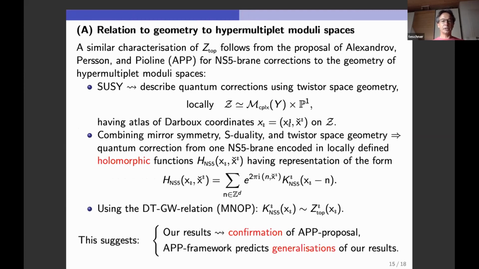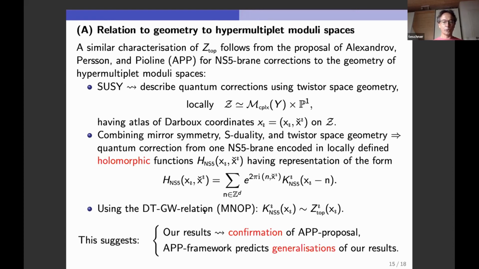So they have proposed to describe quantum corrections using twistor space geometry by Darboux coordinates. And then by combining mirror symmetry, S-duality, and twistor space geometry, they proposed that the correction for one NS5 brane is encoded in locally defined holomorphic functions H_NS5 of coordinates xi check. So there's also some Darboux coordinates, polarization, and so on, having an expansion of this form. And of course, this looks familiar. This looks like exactly what we have seen and what was playing a key role in our approach.